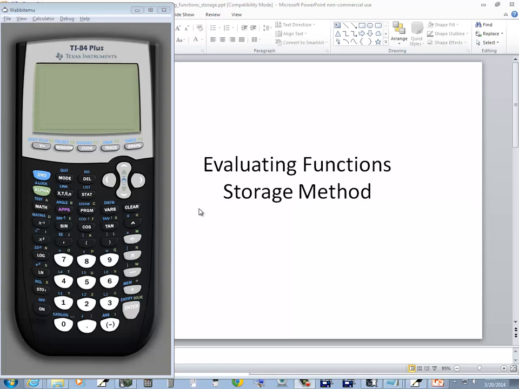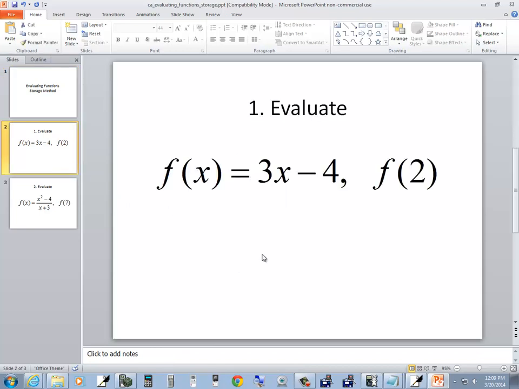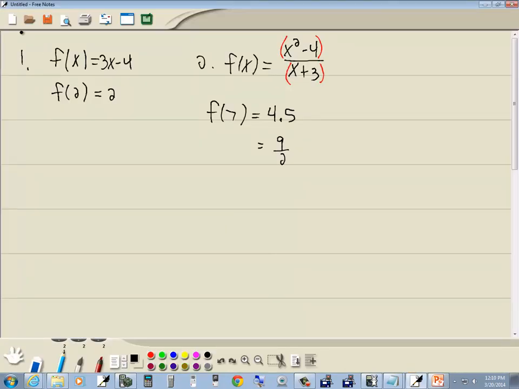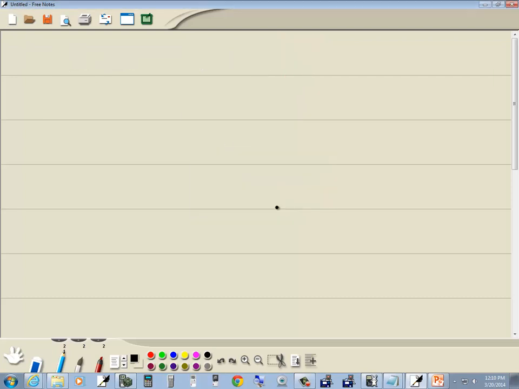Let's take a look at evaluating functions using the storage method. Now, first one we'll take a look at is this one. So let me write this on my tablet. Okay, so we got f of x is equal to 3x minus 4. We want to find f of 2.